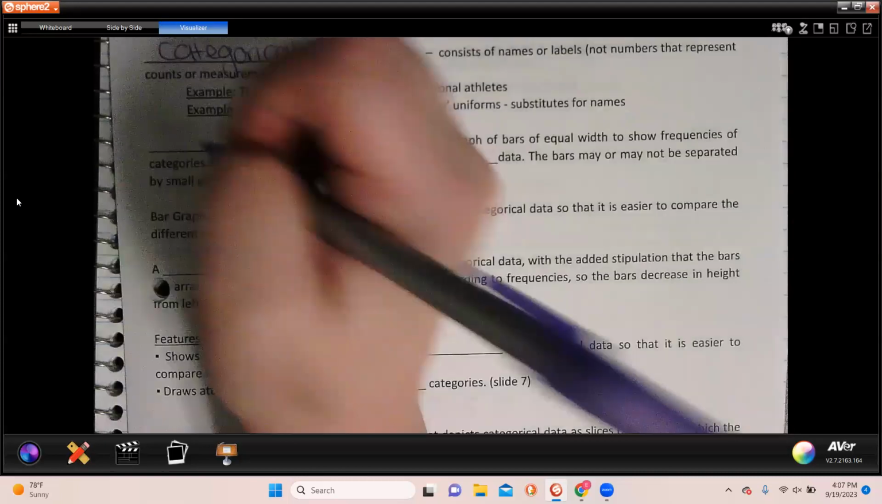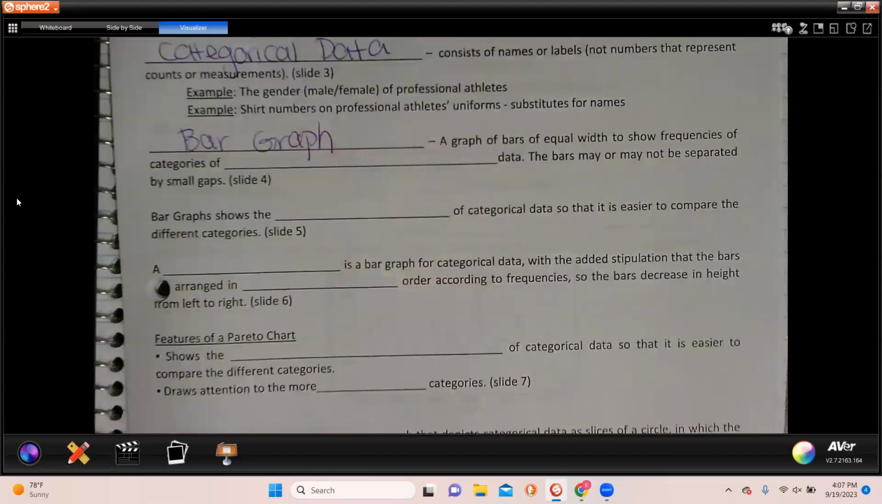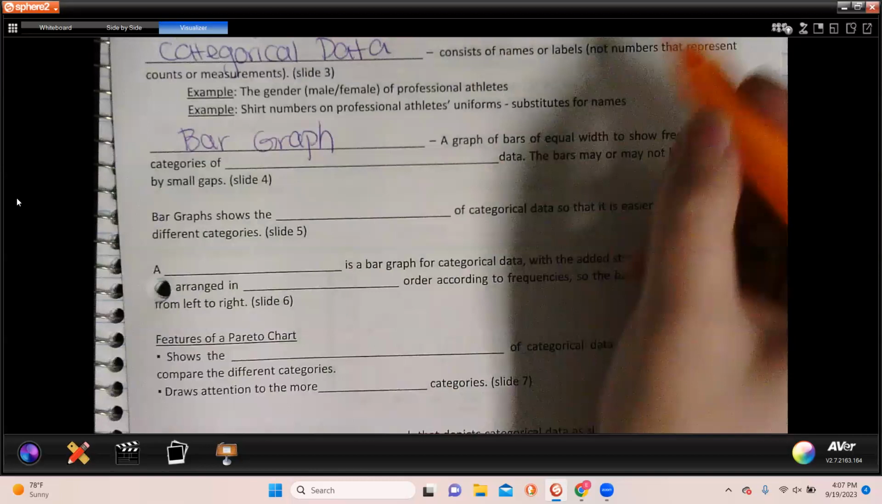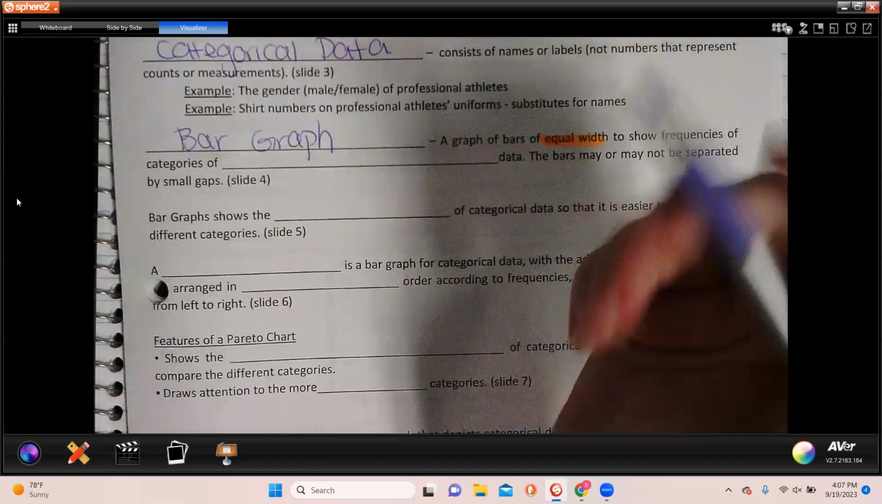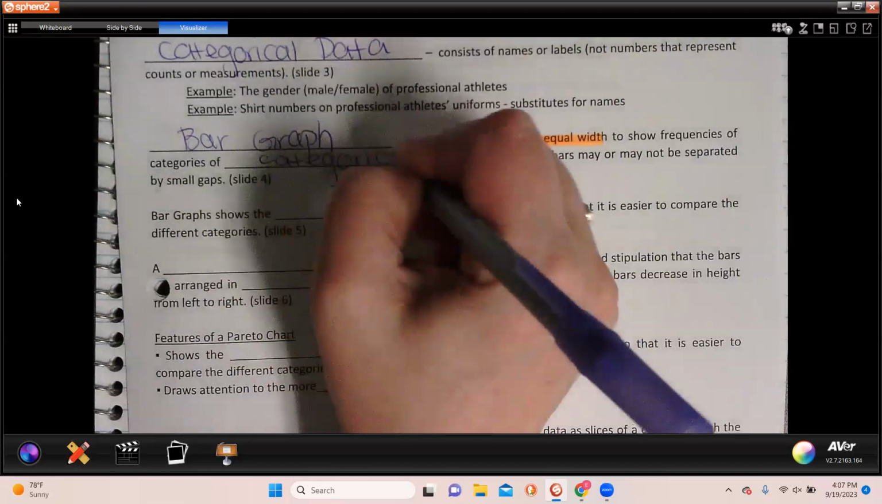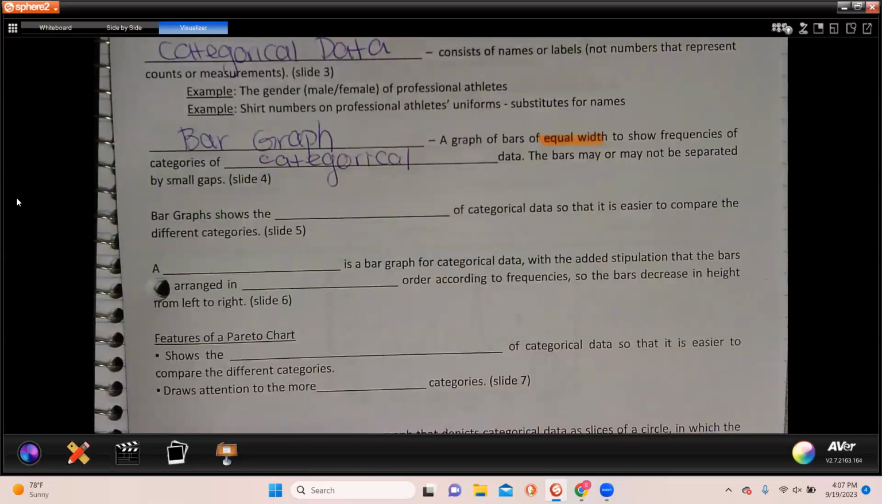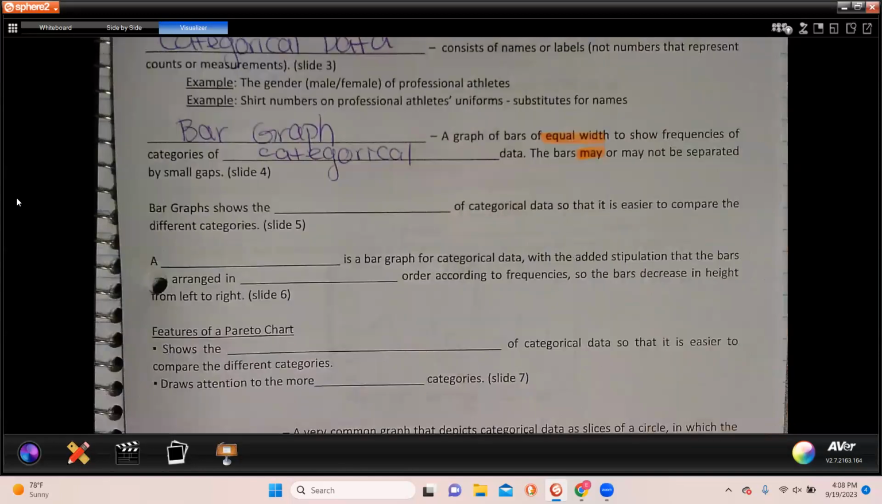Okay, so a bar graph is a graph of bars of equal width, that's extremely important, of equal width to show the frequencies of categorical data. So the bars may or may not be separated by small gaps. Okay, usually in a bar graph, the bars are definitely separated.